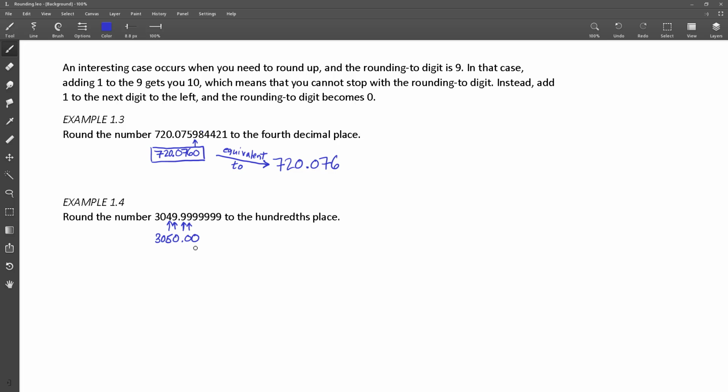So to the hundredths place, this actually rounds to 3,050.00. This could absolutely be written as 3,050 with no decimal and nothing after the decimal because there's nothing but zeros after the decimal. So when it comes to 9s in the round 2 digit place, they cause problems. You have to keep going to the left until you get to a point where things are not adding 1 to get to 10.